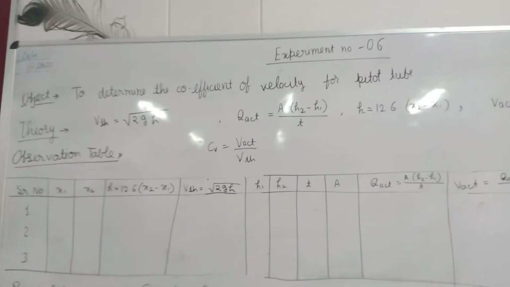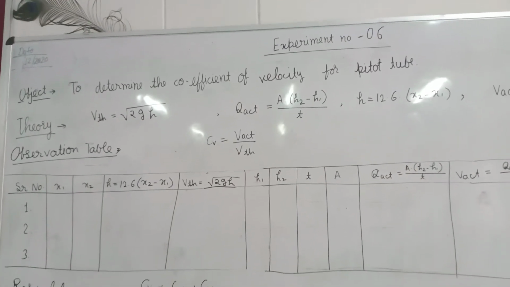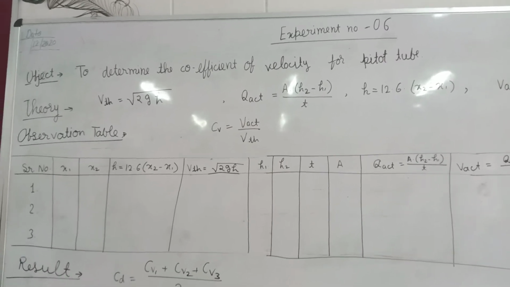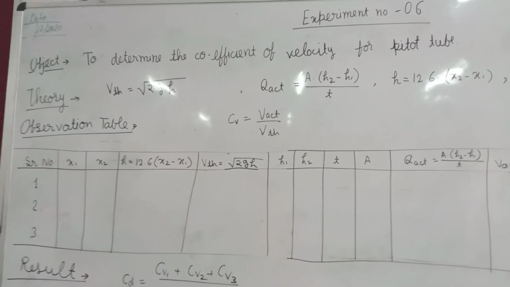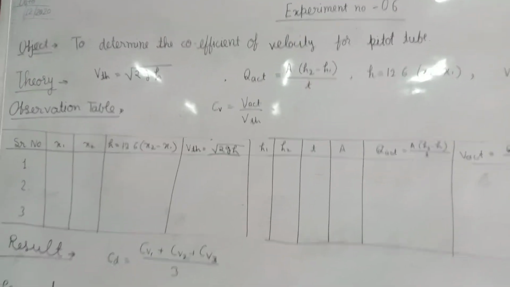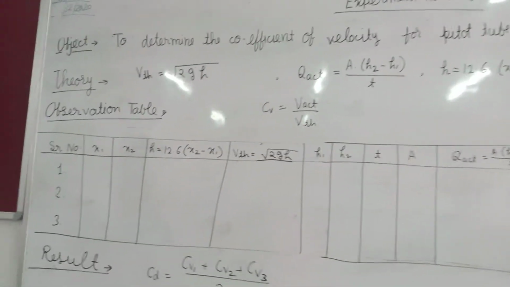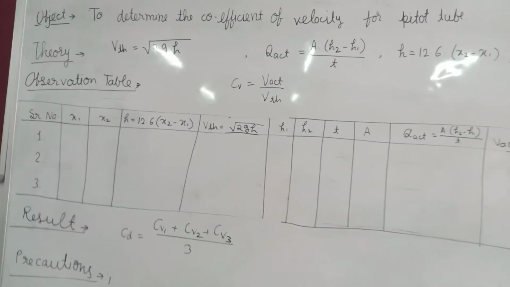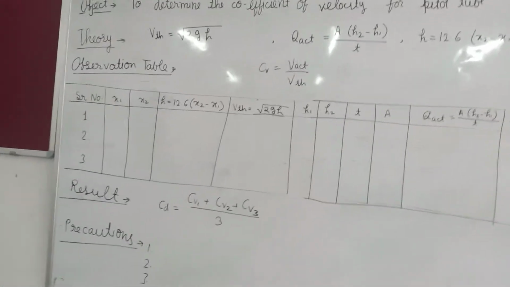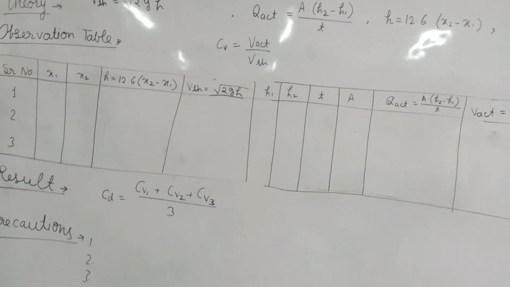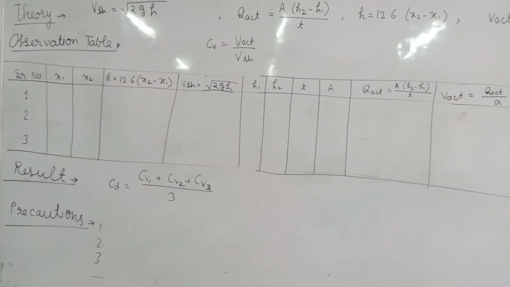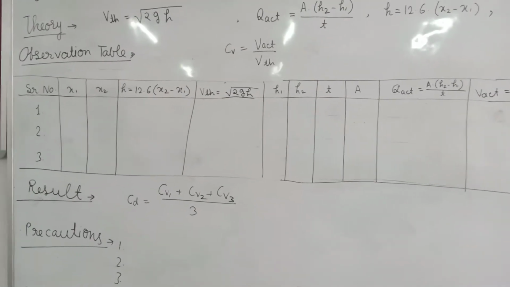आज हम लोग देखेंगे एक्सपेरिमेंट नंबर 6 जो कि है टू डिटरमाइन द कोफिशिएंट ऑफ वेलोसिटी फॉर पिटोट ट्यूब. As we all know that pitot tube is used for the determination of velocity at a particular point in pipe flow. Pitot tube is an L-shaped bent pipe, a small dia pipe, where the section of the pipe starts, it shows the velocity at that point.